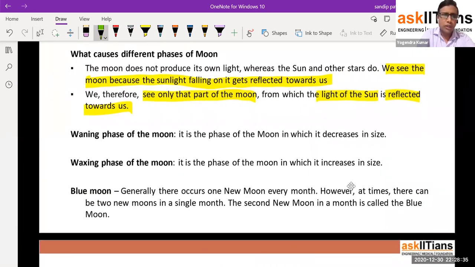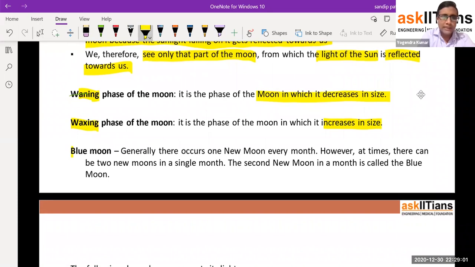Again, we talked about waning. Waning is the phase of the moon in which its size is decreasing. Waxing means it is increasing in size. Waning means it is going from full moon day to Amavasya, the no moon day. And waxing means it is going from no moon day to full moon day, increasing in size.